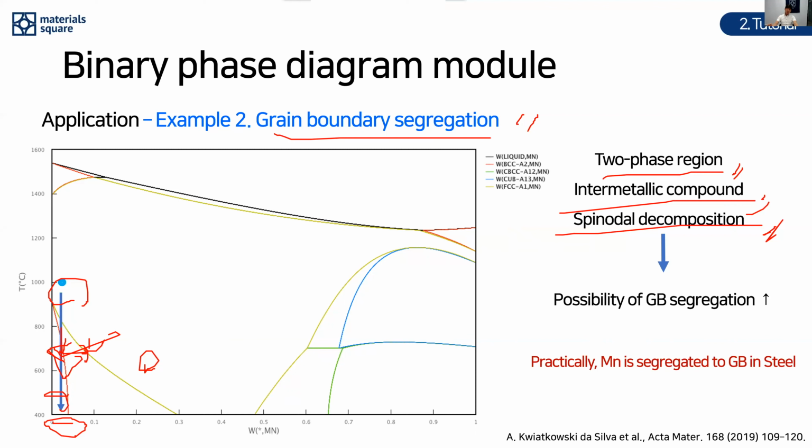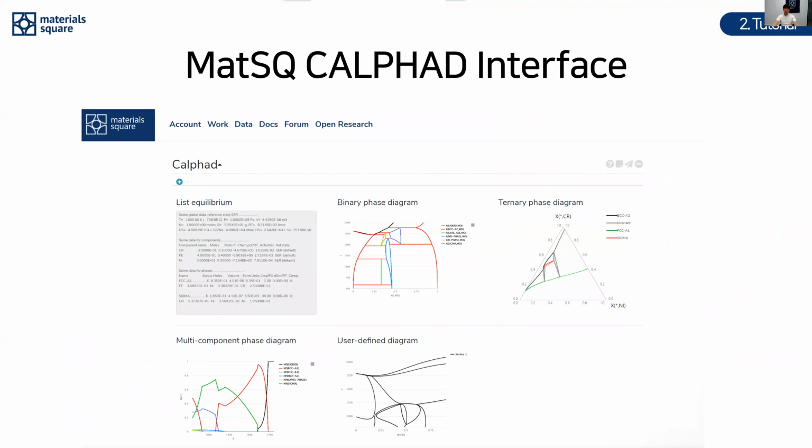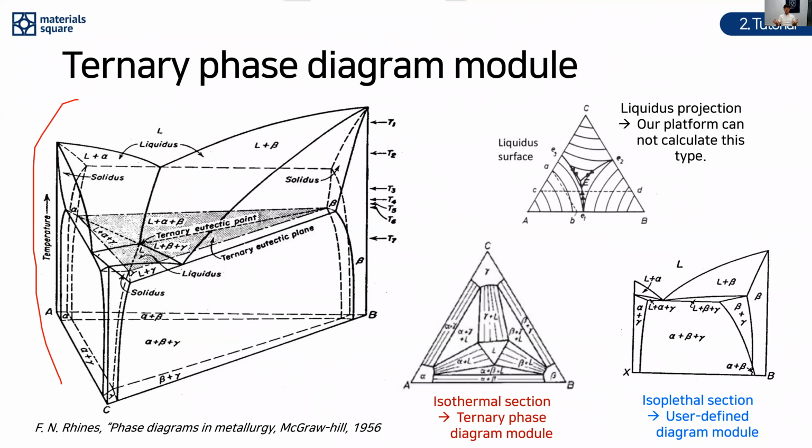Actually, normally in manganese steel, the segregation of manganese in grain boundary is observed. So next, let's see the ternary phase diagram module. The ternary phase diagram consists of three types of binary phase diagrams. The following left figure indicates four ternary phase diagrams.